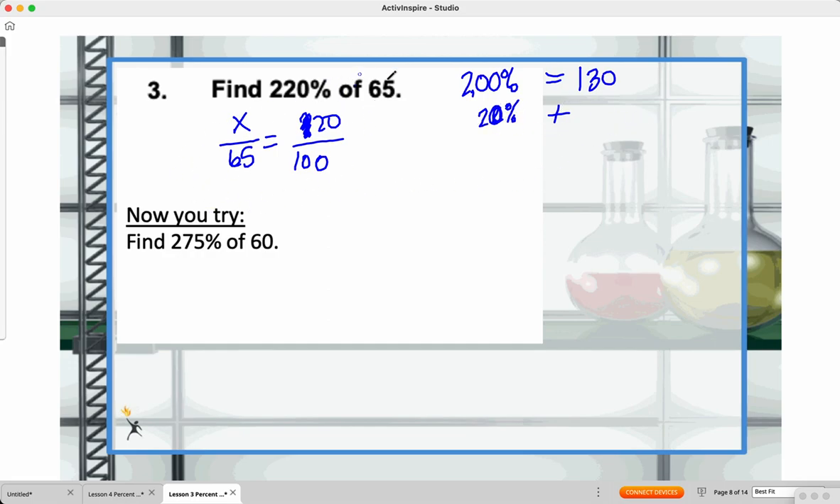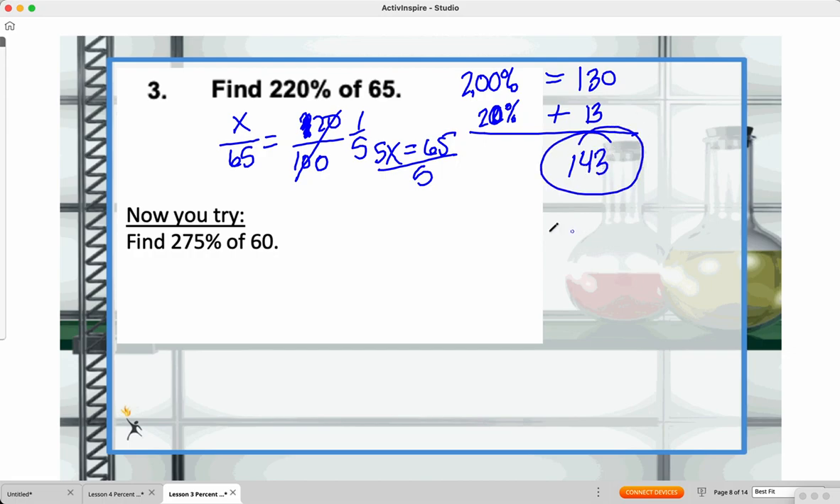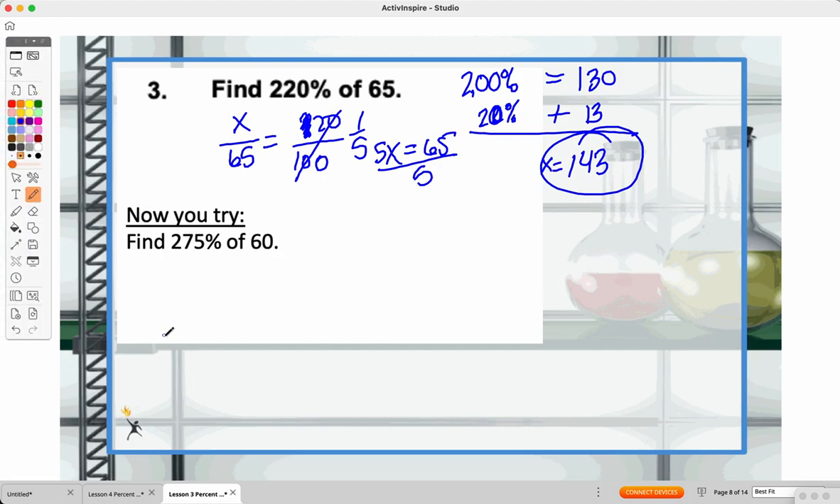So I could do my math this way and maybe make it a little simpler, maybe a little smaller math to do my way through it. Or I could even break it down one step further and go 1/5. So 5x equals 65, divided by 5, x is 13. And I get the answer of 143 is 220% of that. So x would equal 143. You can do it so many different ways, okay?